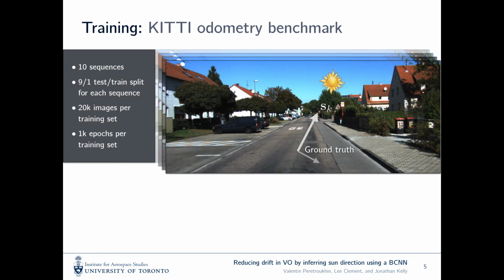So how do we train Sun BCNN? In this work, we used 10 sequences from the KITTI odometry benchmark. In total, this amounted to over 21 kilometers of urban driving data, from which we created 10 train and test pairs using a leave one out approach. In other words, we trained on 9 sequences and tested on the remaining 1. Each training set consisted of approximately 20,000 images.